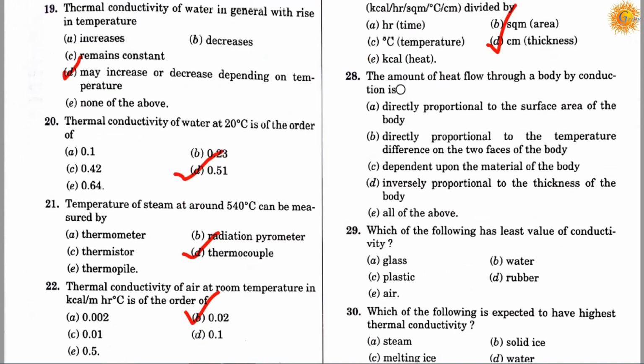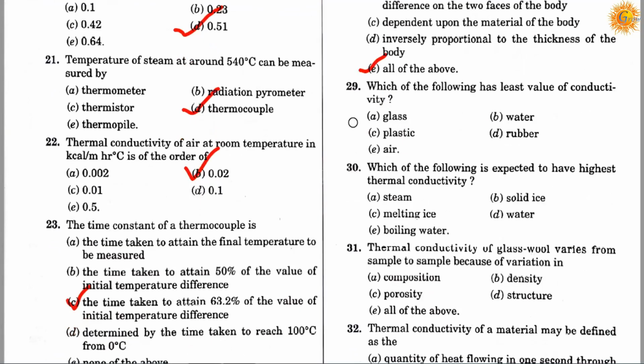Question number 28. The amount of heat flow through a body by conduction is option A, directly proportional to the surface area of the body; option B, directly proportional to the temperature difference on the two faces of the body; option C, depends upon the material of the body; option D, inversely proportional to the thickness of the body; and option E, all of the above. Correct answer is E, all of the above. The amount of heat flow through a body by conduction depends on all of the above.